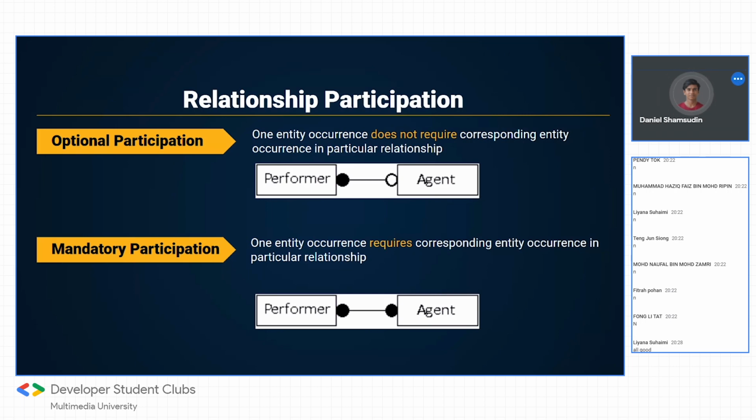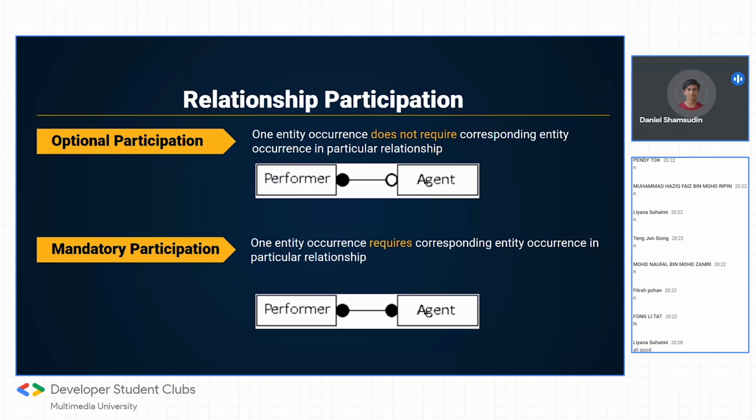So basically, there are two relationship participation rules, namely optional and mandatory. Let's see the first image, the top one, the performer and agent. In optional participation, you can imagine that first we have agents and performers. These are two separate entities. In the optional participation, an agent can make bookings without the need of performers being involved.